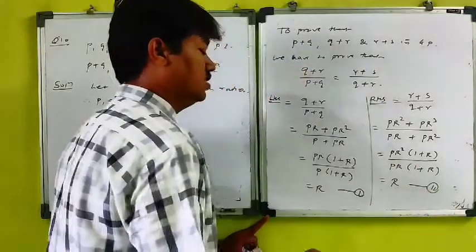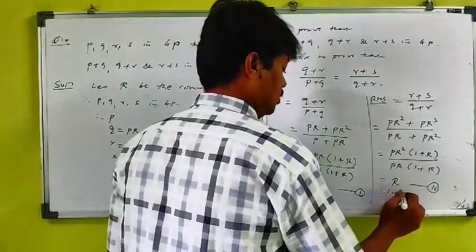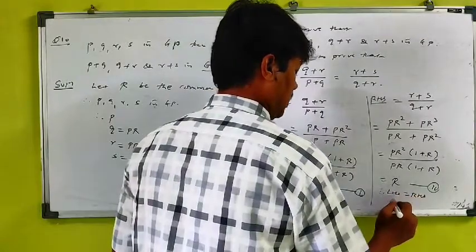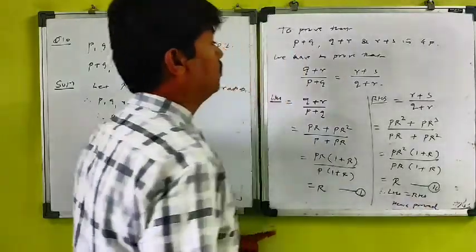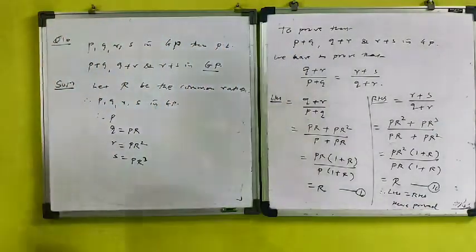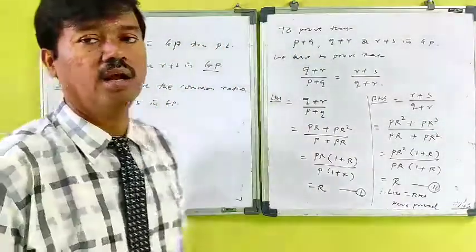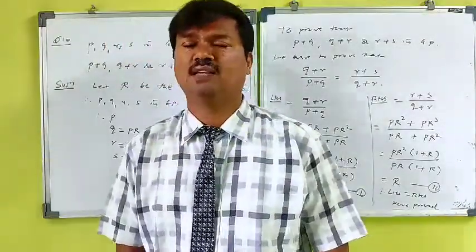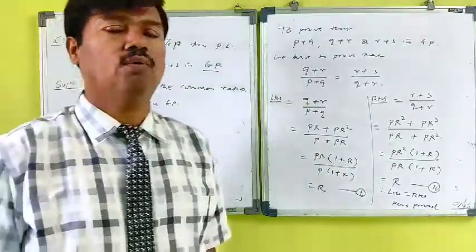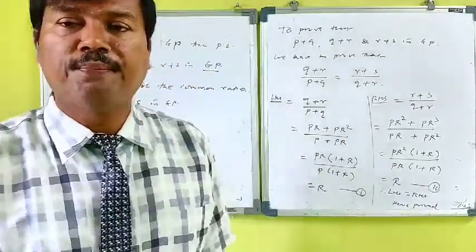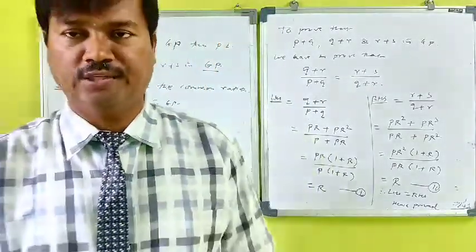So clear cut from this, left hand side is equal to right hand side. Hence proved that P plus Q, Q plus R, and R plus S are in geometric progression. So like this, it's very simple definition. Whatever we discussed till now is based on simple definition of geometric progressions.